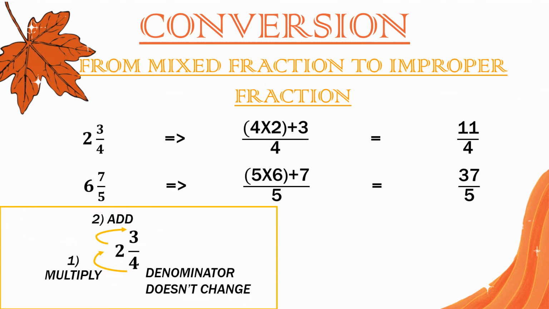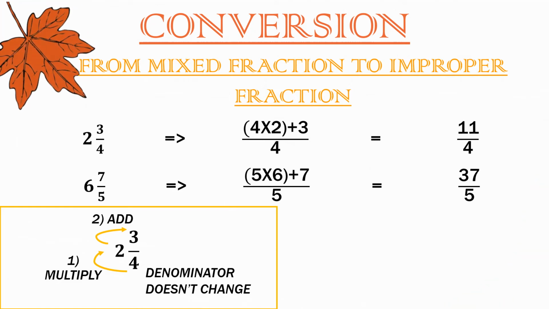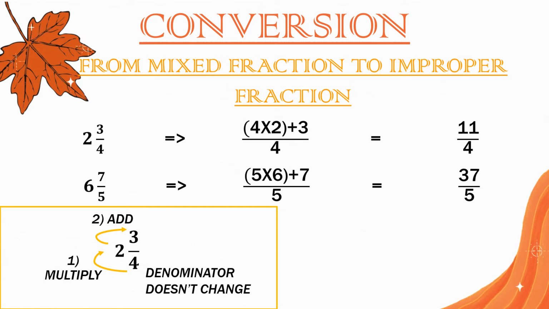Still not able to follow? Let me make it a little more simpler for you guys. First step is to multiply. Multiply 2 into 4. Then the second step is to add. Here 2 into 4 is equal to 8. 8 plus 3 is equal to 11. Note that the denominator never changes. So, the answer is 11 by 4.